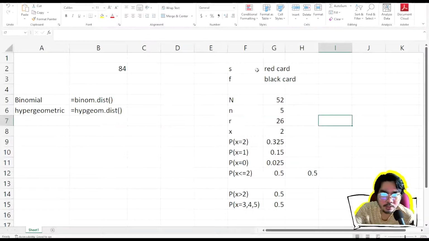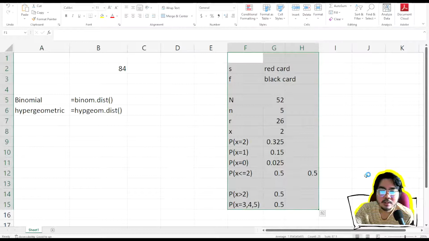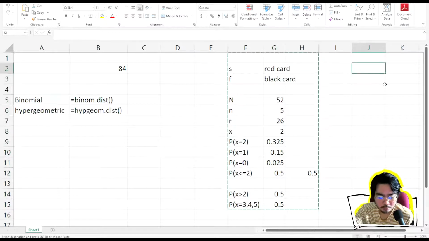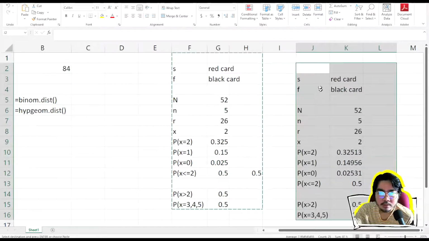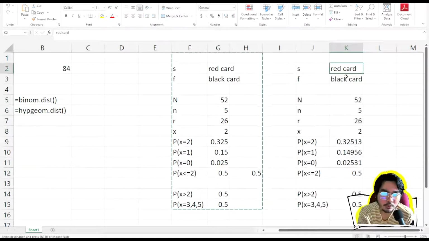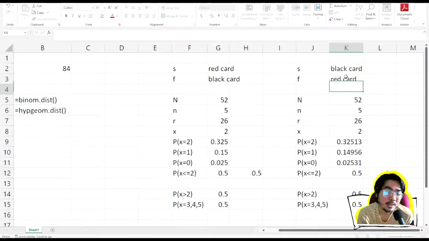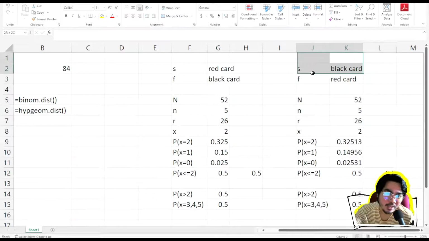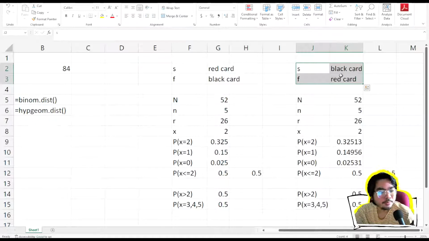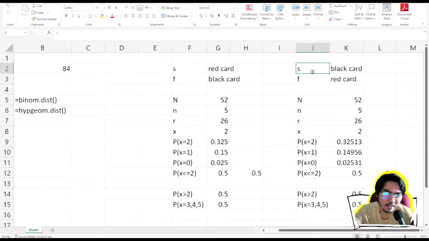Now, I think I can show you. Let me show you kung binaliktad natin, no? So what if ang ginawa natin, and I'll just copy all of this. Kung magbabago ba siya? If I do, yung success ko is black card and failure ko is red card. So, kumbaga ganyan yung perspective ko. So, again, wala tayong notion kung positive or negative to. Arbitrary lang talaga ang success and failure.